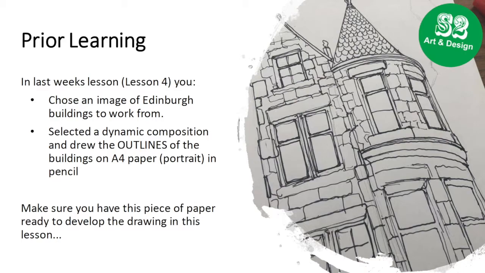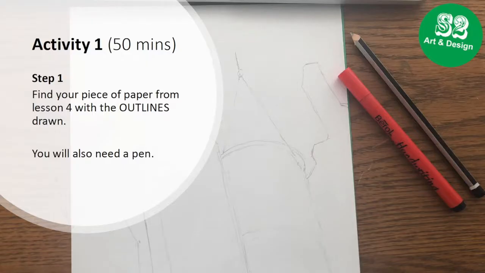In last week's lesson, you chose an Edinburgh building to work from, and hopefully you have drawn the outlines on A4 paper. Remember, we're working portrait, which is having the paper up and down the way, and we are going to continue on today with adding some detail. So this activity should take you 50 minutes, but you can work longer on it if you want.